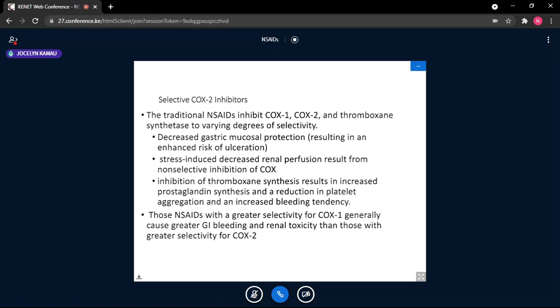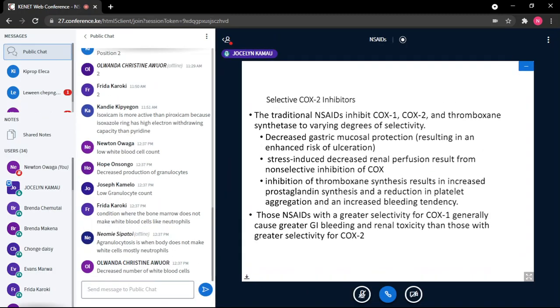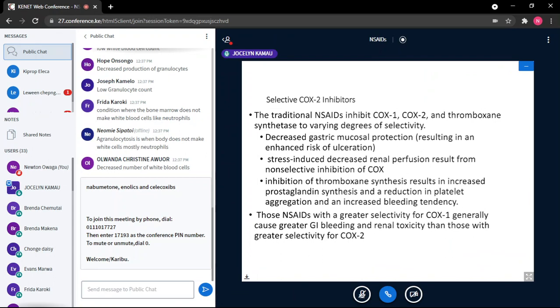Now, as we had said earlier, because of the toxicity that was associated with these non-selective COX-1, COX-2 inhibitors, there was still need to further develop molecules which could selectively bind COX-2. Remember, COX-2 is inducible, and bind the inducible COX-2. Of course, we did mention that it's also constitutive, but they will leave the COX-1, and hence the toxicity will not occur.